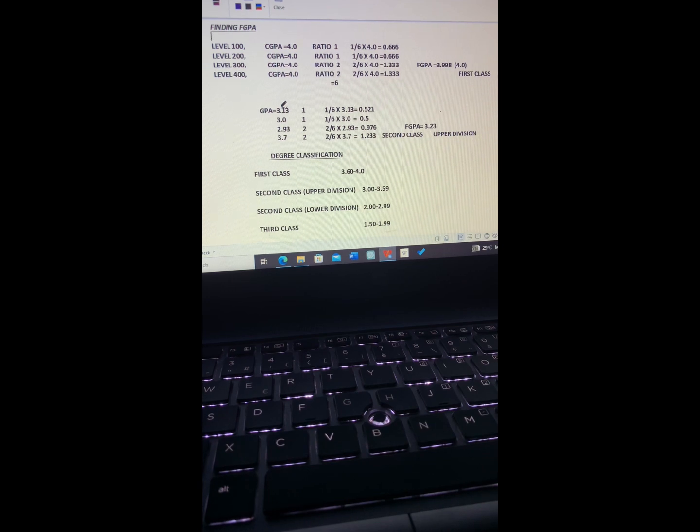So assuming I got these CGPAs throughout my 4 years in the school, of which level 100 I got 3.13, level 200 3.0, level 300 2.93, level 400 3.7. You are going to use the same ratio by the University of Ghana. So here you take the ratio, you divide it by the 6, the sum of the ratio, times what you got here. So when you do the calculation, this is what you're going to get for all of this.